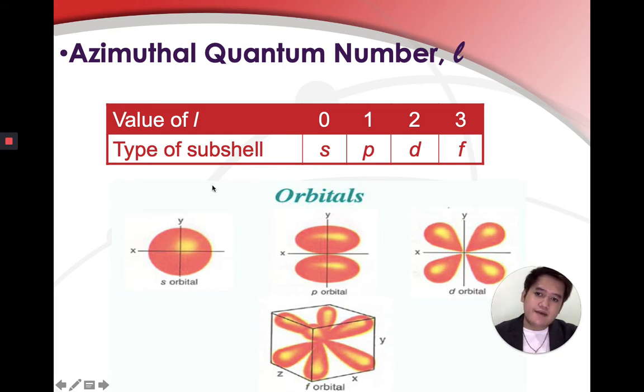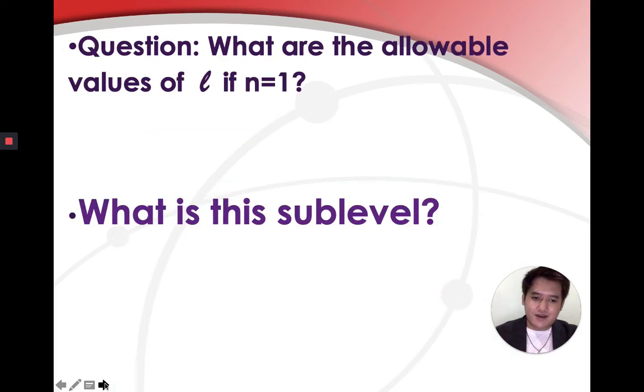When you talk about azimuthal quantum numbers, they give us the shape, right? The shape or the type of the subshell. So you have S here, P, and then D is like a clover leaf, and P is like a dumbbell. F is quite too complicated to represent. It has a lot of lobes present.